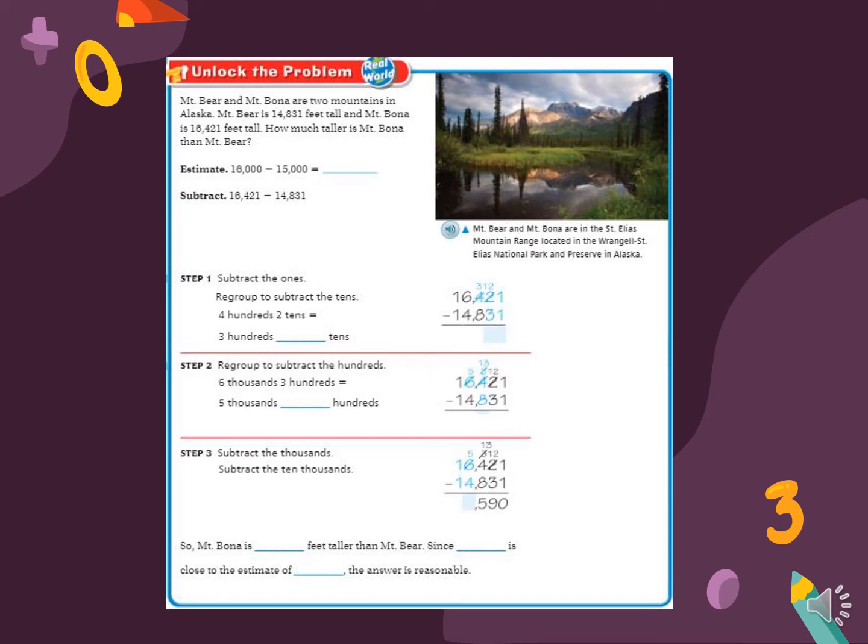16,421 is estimated to 16,000 and 14,831 is estimated to 15,000. So 16,000 minus 15,000 equals 1,000. To make it more clear to you, we will do the subtraction.